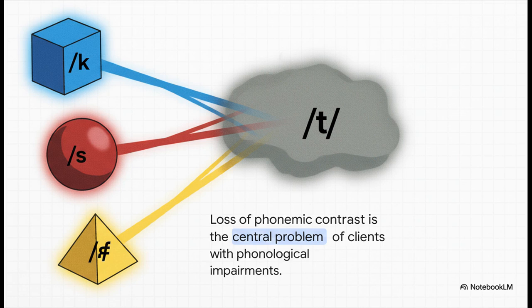And this is a huge concept. It's not just about a kid saying a sound wrong. It's about them losing the very tool that we all use to tell words apart. When those contrasts collapse, intelligibility just tanks because so many different words start sounding identical. This is a major, major red flag for a phonological disorder.